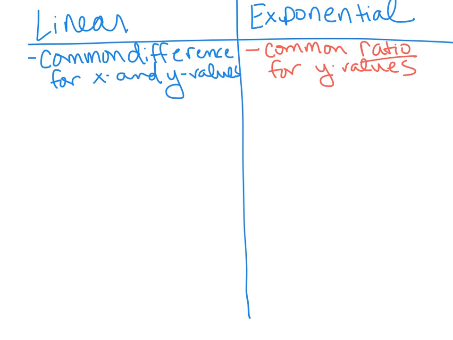So for linear equations, there's a common difference for the x and y, whereas for exponential equations, there's a common ratio for the y values instead of a common difference. So what does that look like?